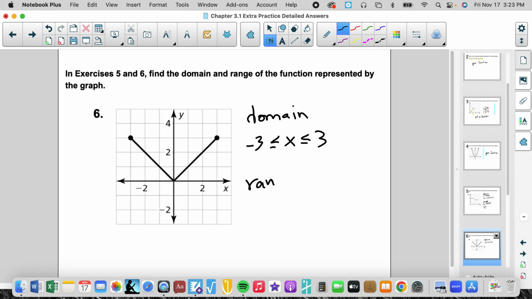The range, again, is my y values, and it's going to be y greater than or equal to 0 and less than or equal to 3, because my range is from 0 on the y-axis all the way to 3 on the y-axis.